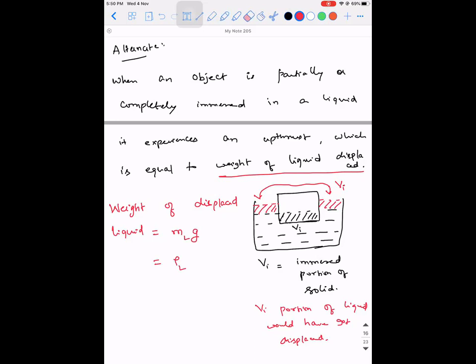Guys, I'm repeating it again. So I need mass of liquid. Mass of liquid means density of liquid into volume of liquid only. But here, what is the volume of the liquid that is getting displaced? Rohan, what is that you told? It is VI into g. So this term, the product of these three variables, gives us what? Weight of the displaced liquid. But according to Archimedes principle, the weight of the liquid displaced is what is called the buoyant force. So to put it in simple terms, this is the formula for buoyant force.